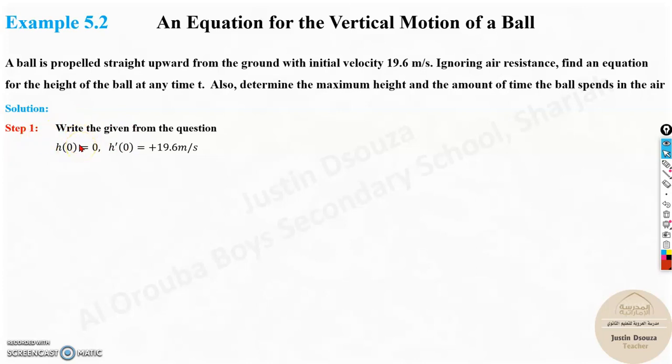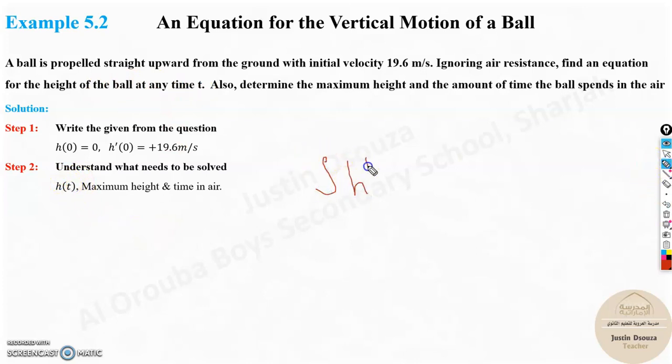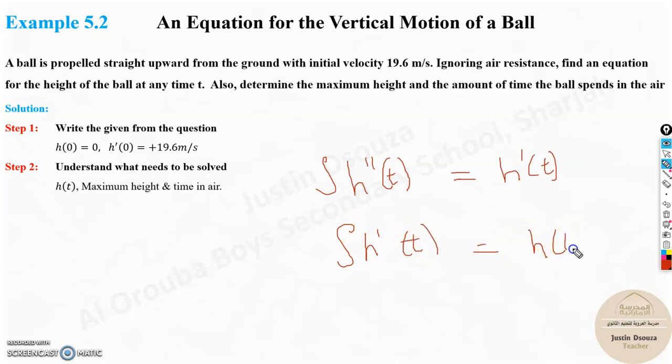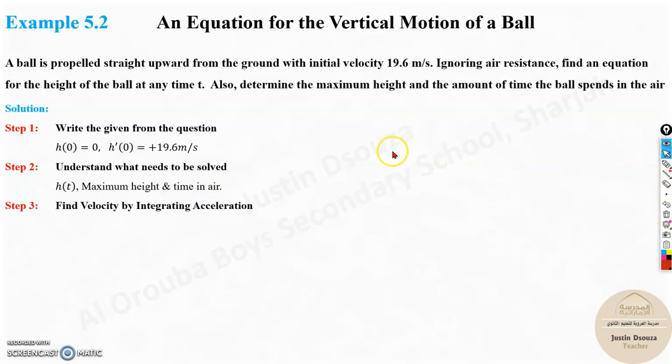Okay, so now what happens? Next thing, see what you want to solve. See what they are asking you to solve. Now here they are asking you the height of the ball at any time t, that is h of t. It's very simple. Integrate the acceleration, that is minus 9.8 meter per second squared. You will get h dash of t, that is velocity, and integrate this h dash of t, you will get the height. So it's very simple. Okay, that is fine, but that's not it. They want the maximum height and the time in air. So let us start solving it one by one.